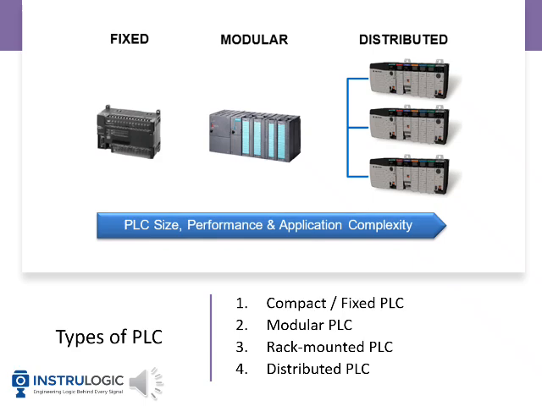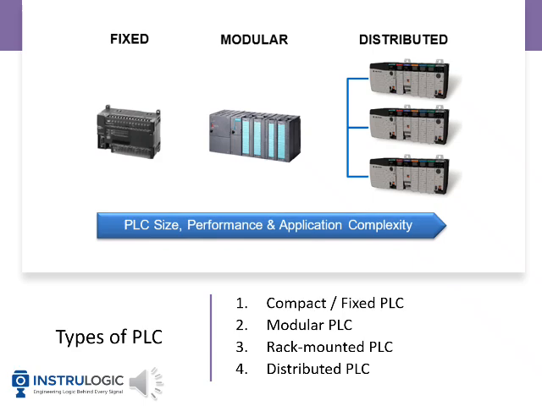PLCs come in different types based on size and application. The first type is compact or fixed PLC, which has a fixed number of inputs and outputs and is used for small machines, like packaging units. Next is modular PLC, where you can add or remove modules as needed, making it flexible for medium to large systems, such as assembly lines. Then we have rack-mounted PLCs, which are used in big plants and allow multiple modules to be installed in a rack, common in steel or cement plants. Finally, distributed PLCs, which are spread across different locations and connected through a network, perfect for large-scale automation like oil and gas facilities.